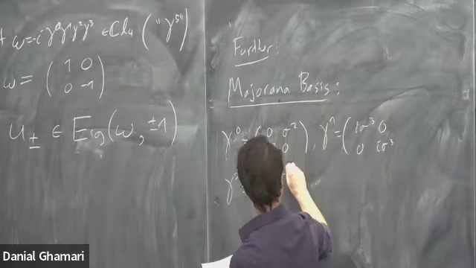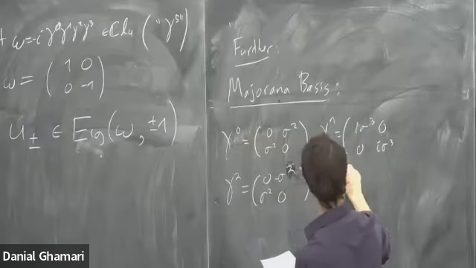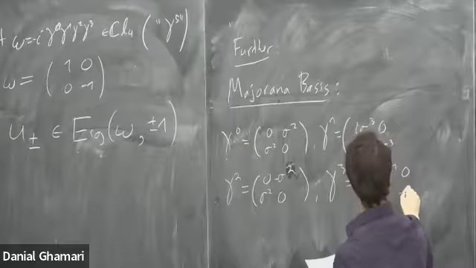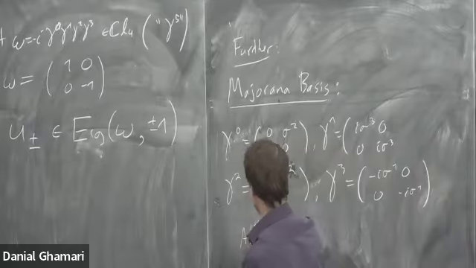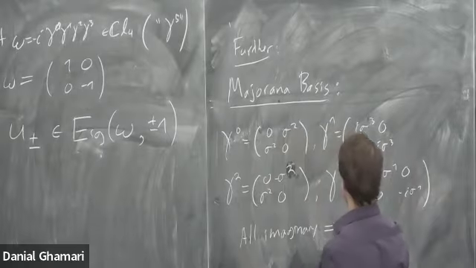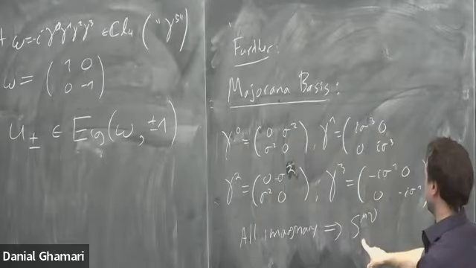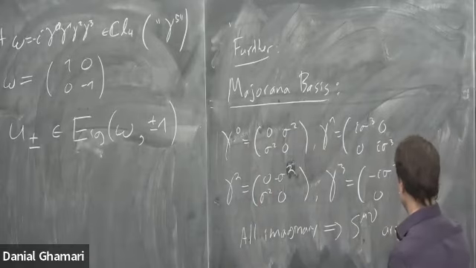So these are all imaginary. So this means that our Lorentz group representation Lie algebra elements are all real.